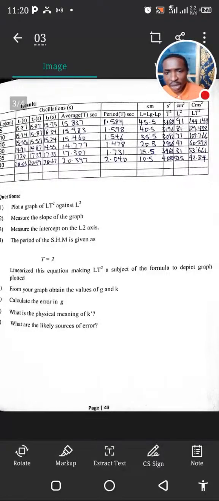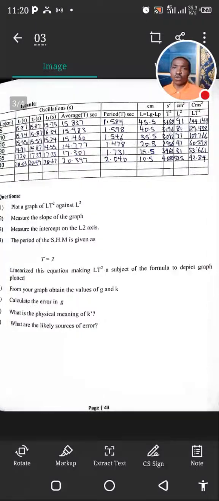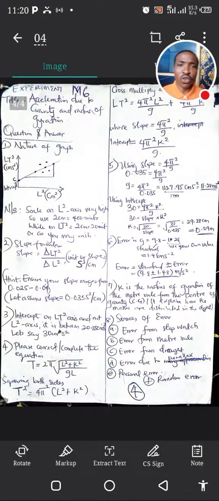Now we'll look at that very well. I just wanted to look at the question, then we can always go back to it whenever you're watching the video. You can always go back to watch the video again. So from your graph, obtain the value of G and K, which is the aim of the experiment. The aim is for us to find acceleration due to gravity and radius of gyration of the solid material, which is the meter rule in question. So calculate the error in G, and then what is the physical meaning of K, and then what are the likely sources of error. Down to the solution panel.